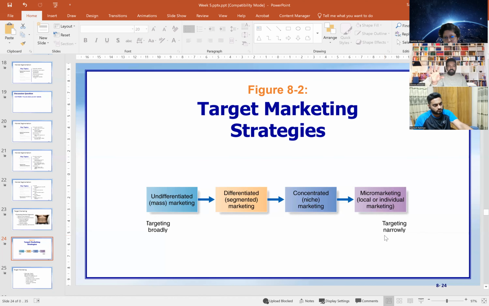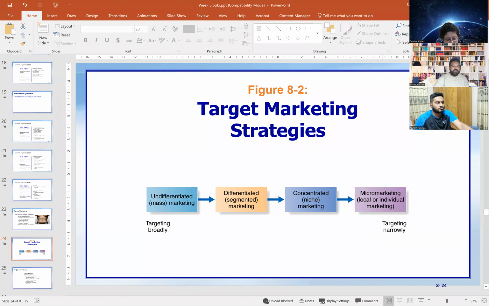So within your product, you can either go for a very targeted approach, or you can also have micro marketing, micro level or narrow targeting, targeting very narrowly. And there could be something in between, differentiated or concentrated. So target marketing is, once you know your segmentation, you simply aim to sell your products to them. And how you will do that, that's your target marketing approaches.